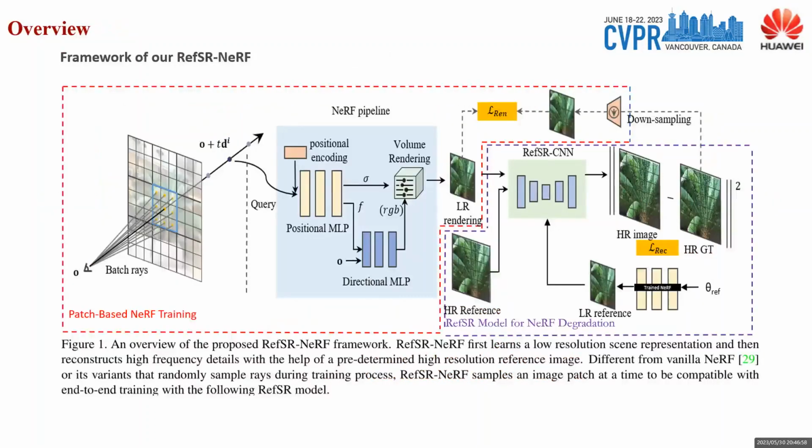Therefore, we propose the RefSR NeRF framework that first learns a LR NeRF representation, and then reconstructs the high-frequency details with the help of a HR reference image. We observe that simply introducing the pre-trained models from the literature tends to produce unsatisfied artifacts due to the divergence in the degradation model. To this end, we design a novel lightweight RefSR model to learn the inverse degradation process from NeRF renderings to target HR ones.